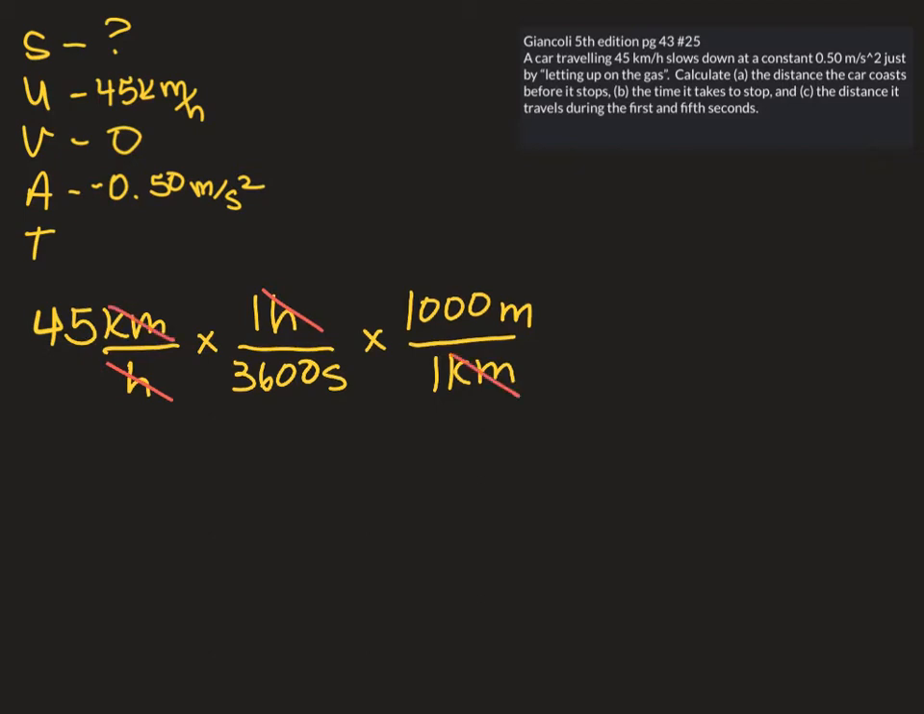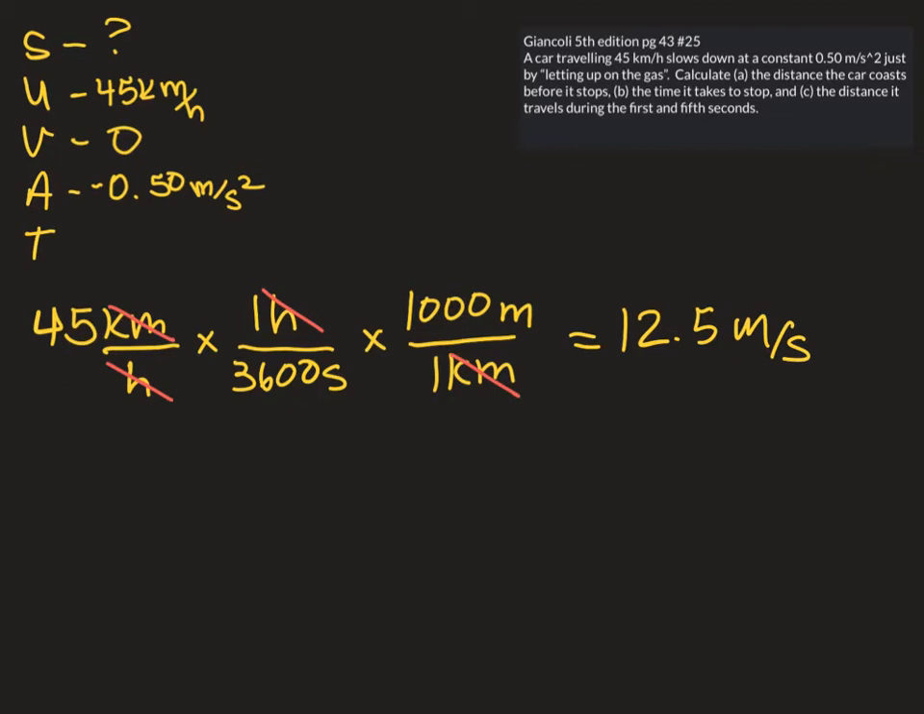Now, I'm going to pick up my calculator, and how I do this is it'll be 45 times 1,000 divided by 3,600. I can ignore the other ones because they're just the number 1. And when you put that in your calculator, you should get 12.5, and I'm left with meters per second. Make sure, if you haven't done that before, pick up your calculator and get that value.